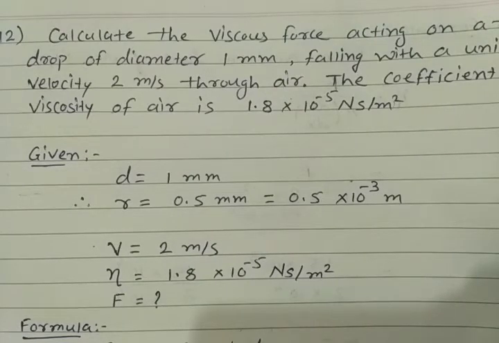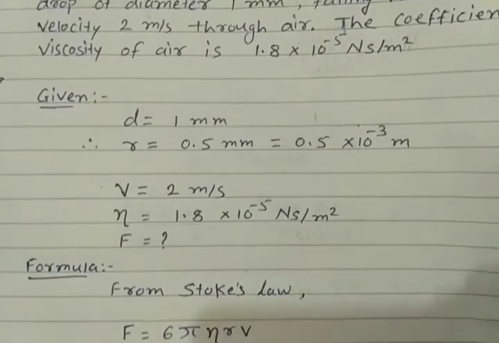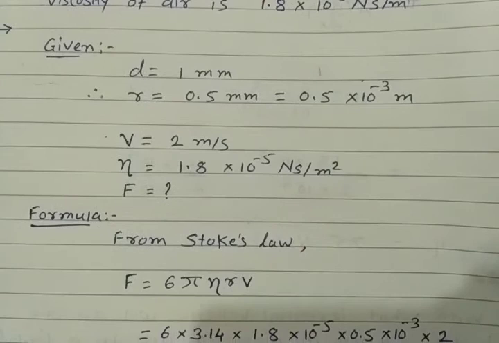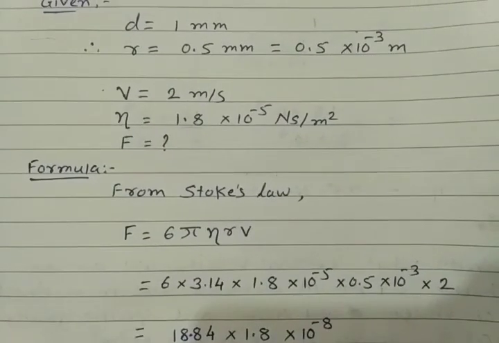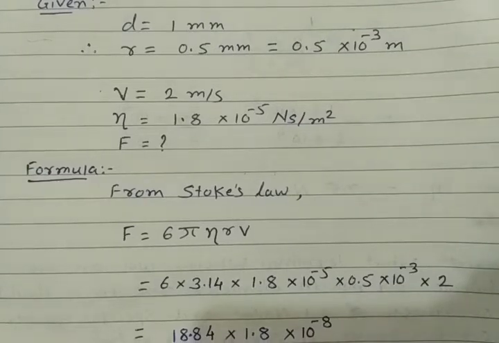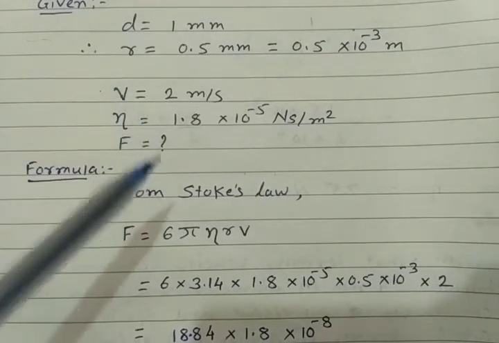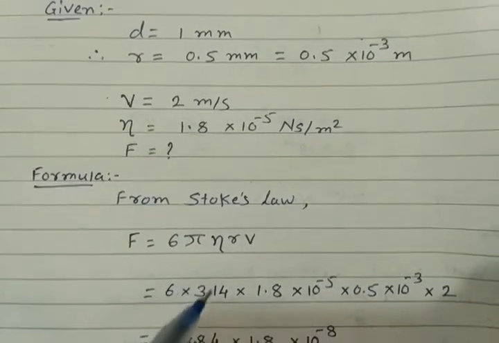Which formula should we use? We can use Stokes' law. From Stokes' law, the formula is force F is equal to 6 pi eta R V. Substituting the values, we have 6 into 3.14 into 1.8 into 10 raised to minus 5 into 0.5 into 10 raised to minus 3 multiplied by 2. So we substituted all these values in this formula of Stokes' law.